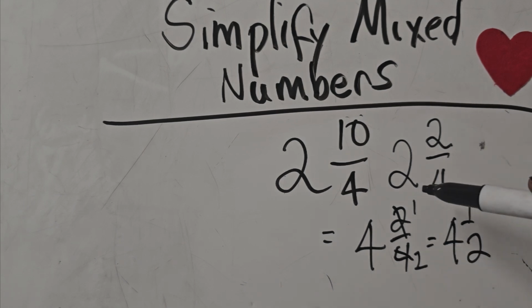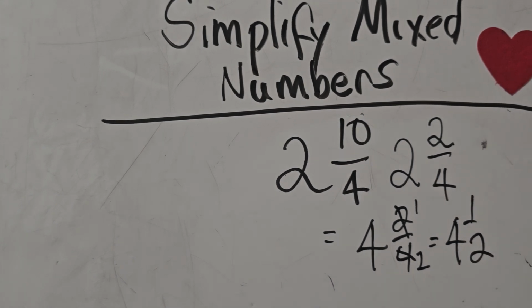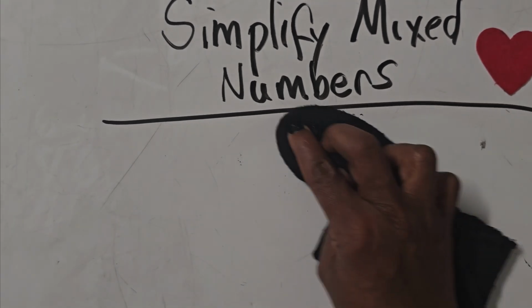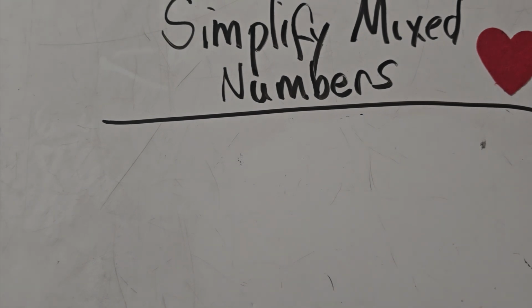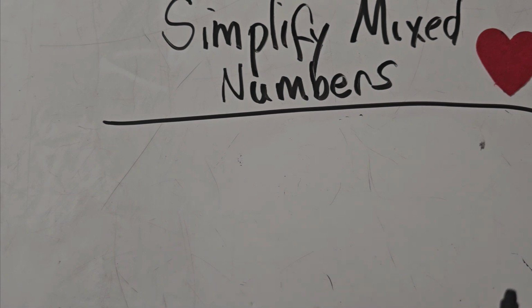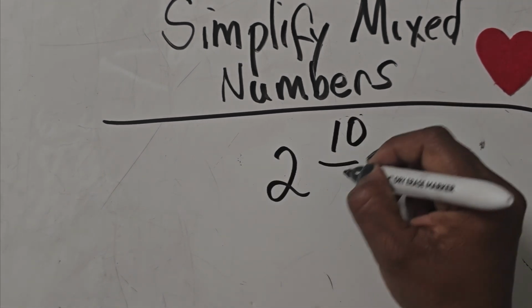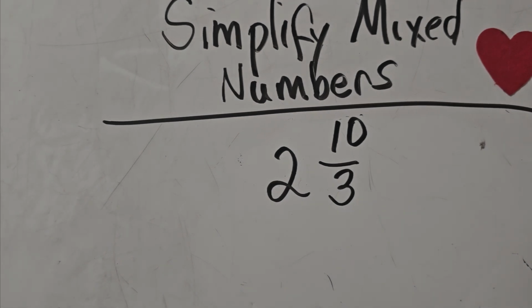Let's try another one like this, because this had an extra step. It's hard to think of some examples sometimes. All right, let's try one that's a little easy. I'll do another one with maybe 10. 2 and 10 over 3. All right, because I'm keeping it simple.